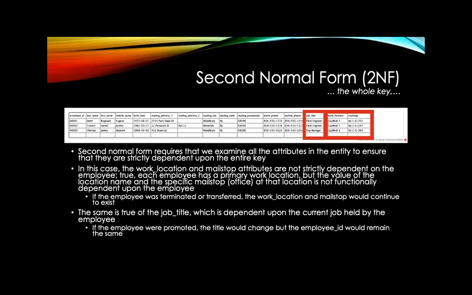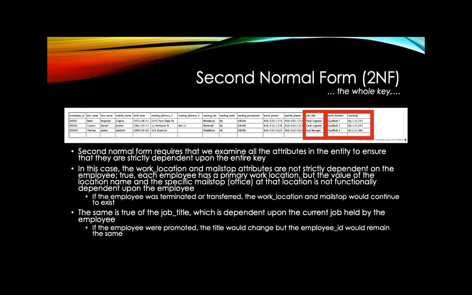So in our employee record that contains name, addresses, postal code, phone numbers, there's a block of data for job title, and then there's a block of data for work location and the mail stop or office number that I work in as an employee. So are these values strictly dependent upon the key of this record? Is my job title dependent upon my employee ID? Is the work location and office that I work in strictly dependent upon my employee ID?